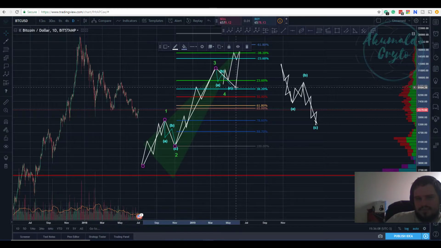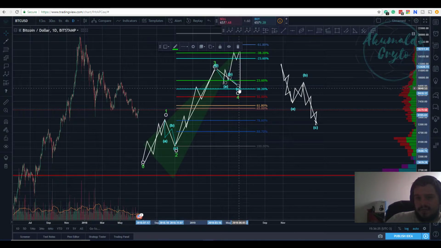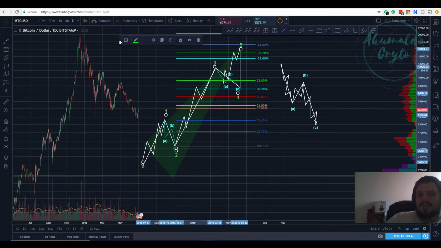Sometimes in Bitcoin, especially, wave 4 takes a lot of time. It's exactly what is happening now. Or it's a longer wave in time, I mean in time, and it might retrace to 50%. Okay, wave 4, and it's an ABC.